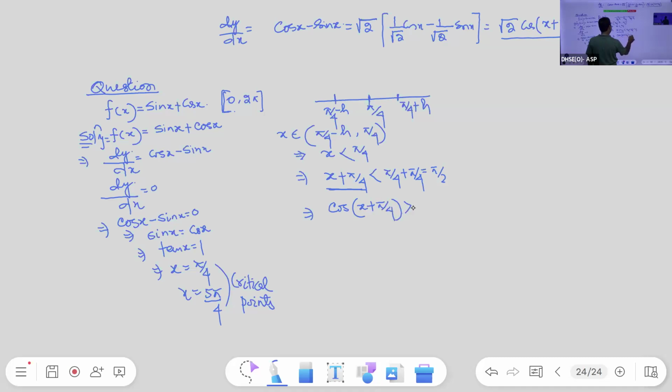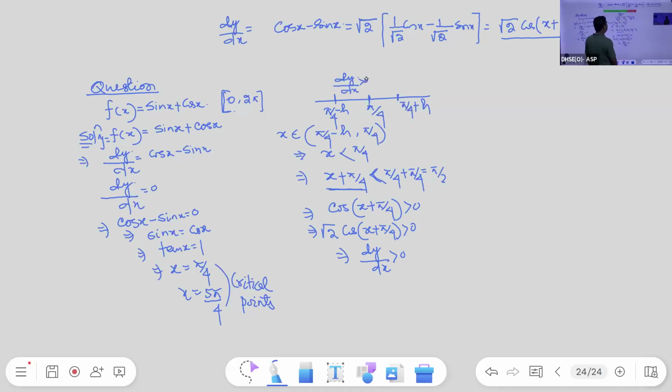is greater than 0. Cos x plus pi by 4 greater than 0. This implies root 2 into cos of x plus pi by 4 greater than 0. This implies dy upon dx greater than 0, right? In the left neighborhood of the point x is equal to pi by 4, dy upon dx is greater than 0.